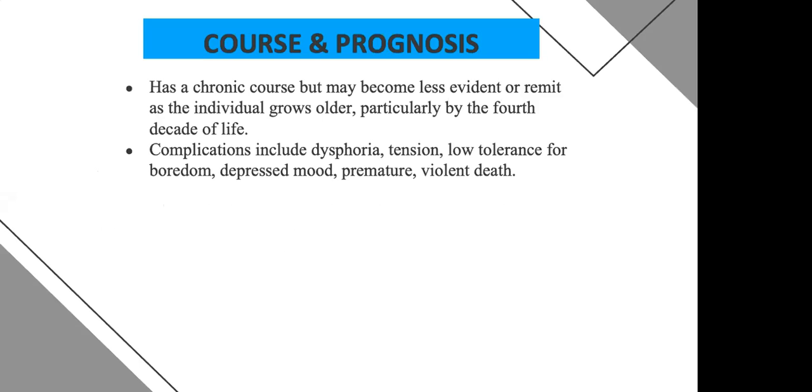So the cause and prognosis for this type of disorder. Antisocial personality disorder is chronic, however it will become less evident as the individual grows older, particularly by the fourth decade of life. Among the complications include dysphoria, tension, low tolerance for boredom, depressed mood, and premature violent death.